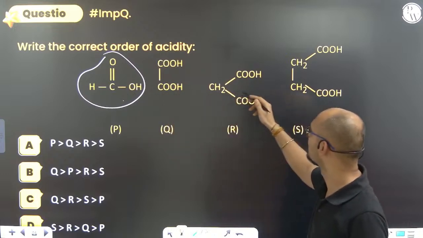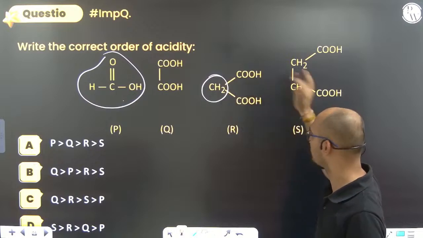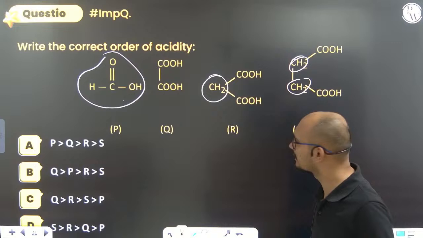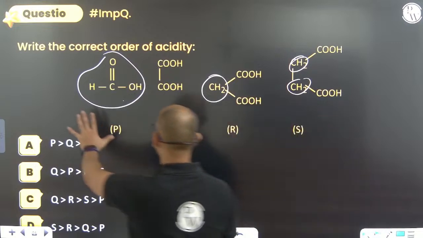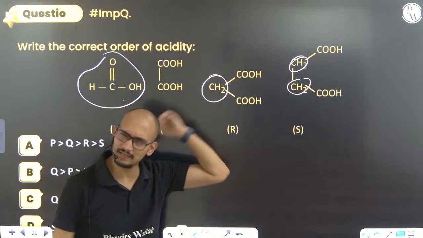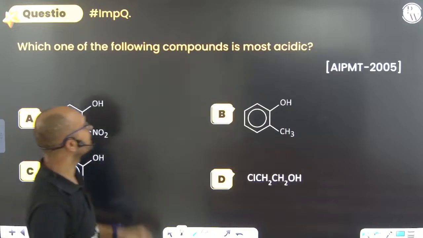Then this, and then because of this, the carbon is increasing, so minus I is decreasing. Here also, due to the presence of more carbon, minus I will decrease. So what can we say? Maximum will be for P, then Q, then R, then S. As carbon increases, directly say acidic strength will decrease. So P is more than Q, R, S. Option A. Next. Which of the following compounds is most acidic?